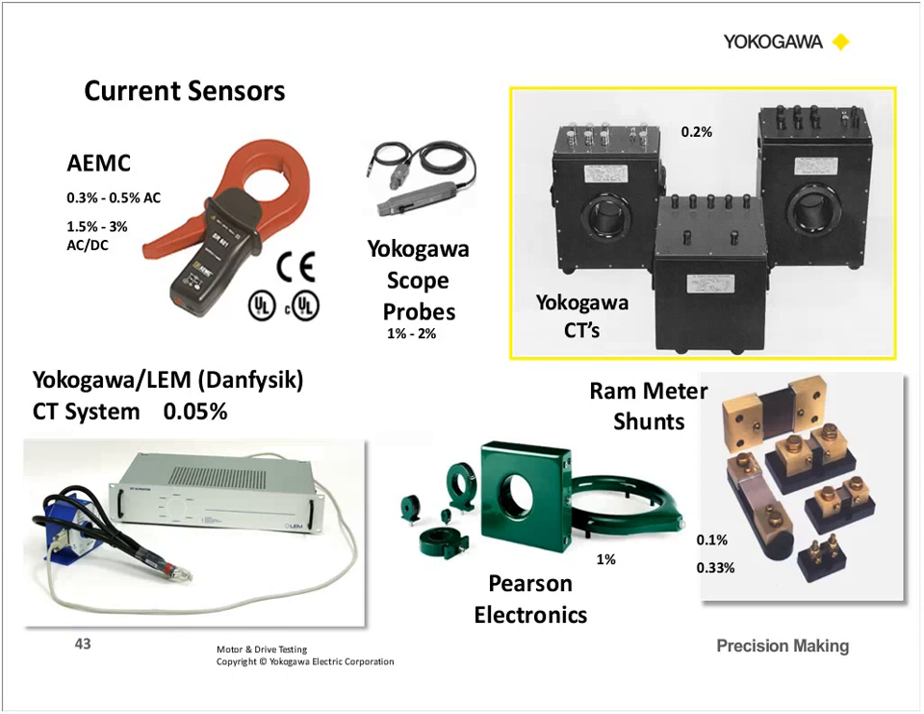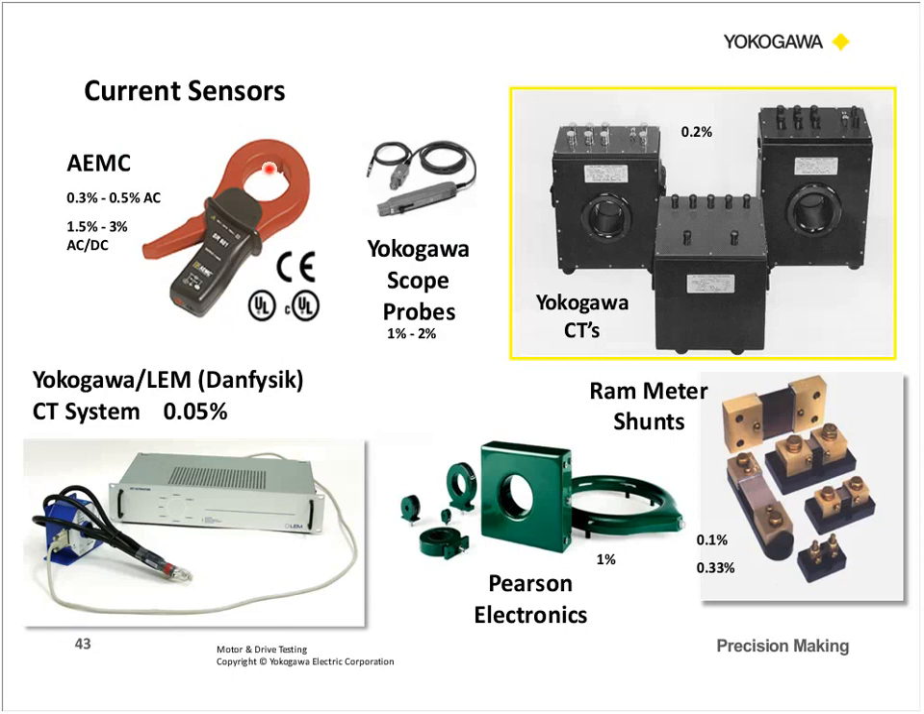So current sensors, how are we going to measure this current? Some of our power meters, power transducers, and things like that may go up to 20, 30 amps, maybe 50 amps. We're going to have to step that current down. So we offer quite a few different solutions for current sensors. One of them we resell. We work with a distributor for AEMC, and they make some nice clamp arms. You have to be careful.